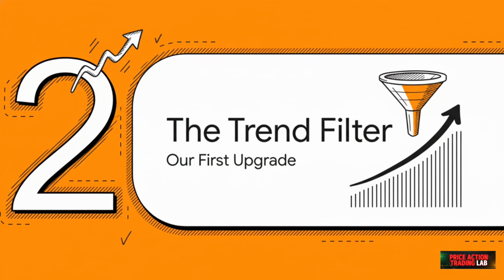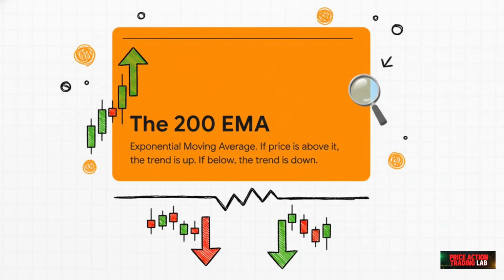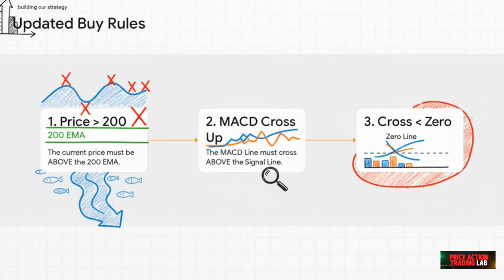Our very first upgrade is a super simple but really powerful trend filter. Its only job is to stop us from taking trades that are fighting against the main direction of the market. And the tool we're going to use for this is the 200-period exponential moving average, or EMA. Honestly, just think of it as a simple dividing line on your chart. If the price is trading above this line, we say the overall trend is up. If it's below the line, the trend is down. It's really that simple.